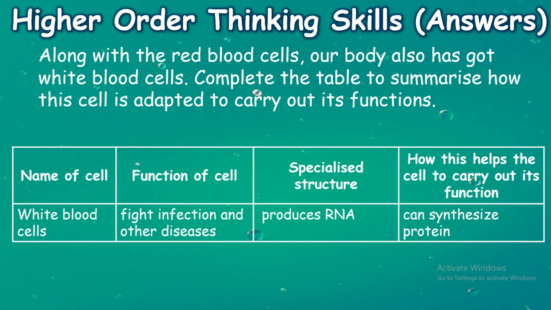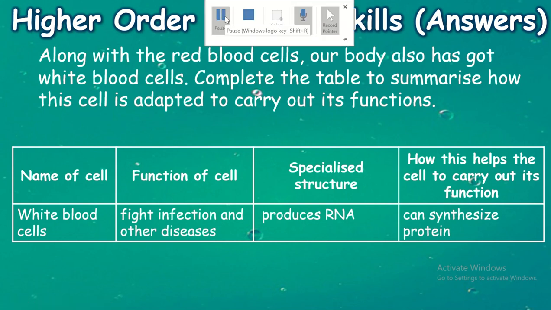They have a specialized structure which produces RNA. RNA is a genetic material. How does this help the cell to carry out its function? It can synthesize protein. So it makes the protein which fights against any external attack on the cell.